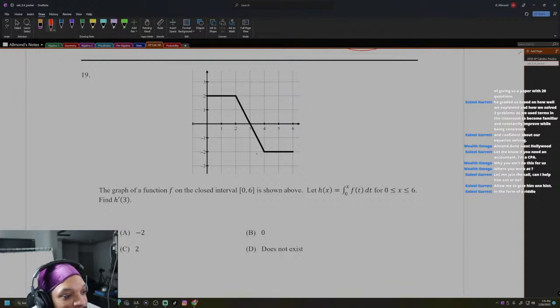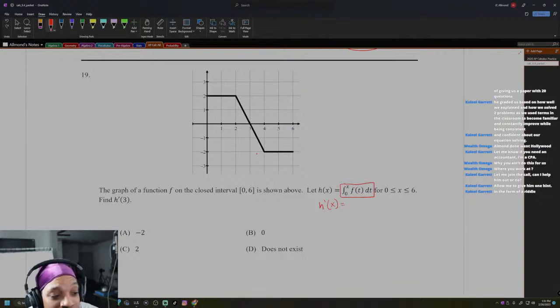Okay. This one was on the test too. So they give us h and they want us to find h prime of 3. Whenever they do this, I don't know if this is smart or not, I always just find h prime of x first, and then I'll plug in 3. So what is h prime of x? It's just the derivative of this. Oops, I meant to circle the derivative of this.